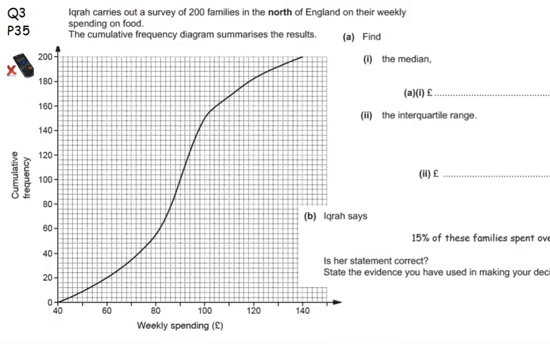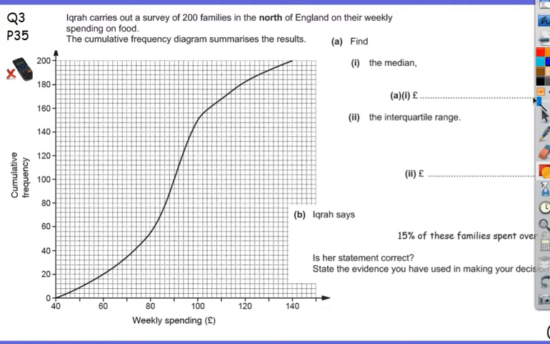ICRA carries out a survey of 200 families in the north of England on their weekly spending on food. The cumulative frequency diagram summarises the results. Find the median. So median, come out from 100, go down, so that's exactly 90.